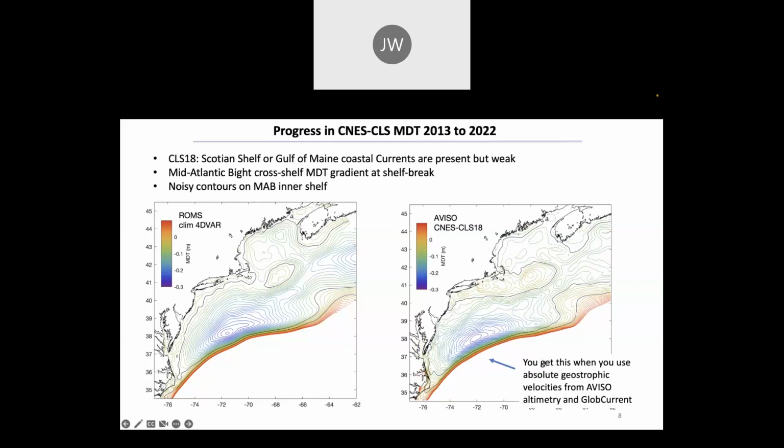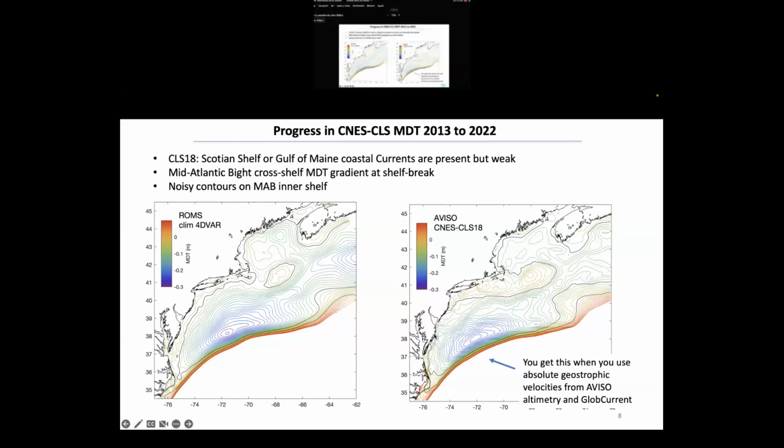Moving forward to CLS18, which people can correct me if I'm wrong, but I believe this is what you get presently when you extract absolute geostrophic velocities from Aviso altimetry. We can see we're doing a lot better. We've got more of a front along the Mid-Atlantic Bight shelf break, a more intense slope sea gyre, the emergence of some recirculations in the Gulf of Maine, and some inflow from the Scotian shelf. But it's a very noisy MDT along the inner shelf, and not well organized in terms of what we would expect for the long-term mean flow.